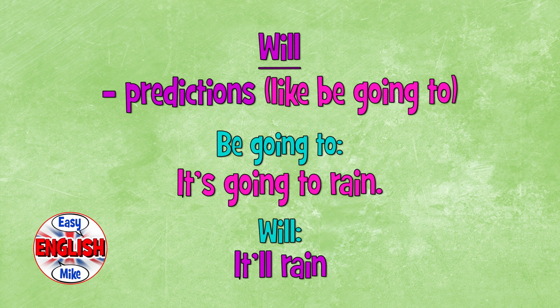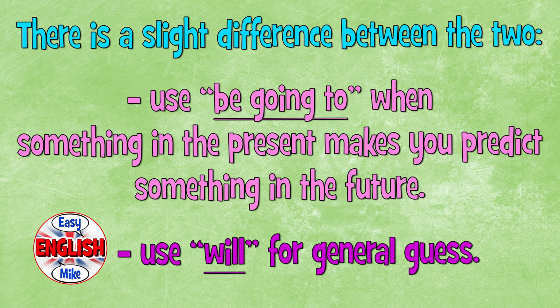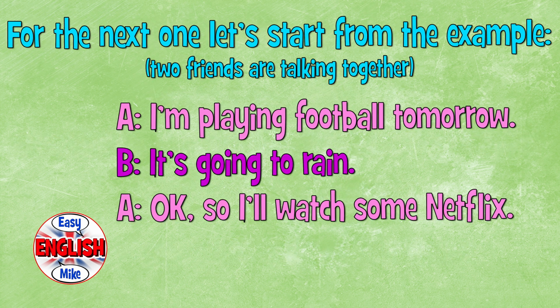For short, it'll rain. To be precise, there is a slight difference between the two. We use be going to when something in the present makes me predict a situation in the future. We use will for a general guess. For the next one, let's start from the example. 2 friends are talking together. I'm playing football tomorrow. It's going to rain. Okay, so I'll watch some Netflix.